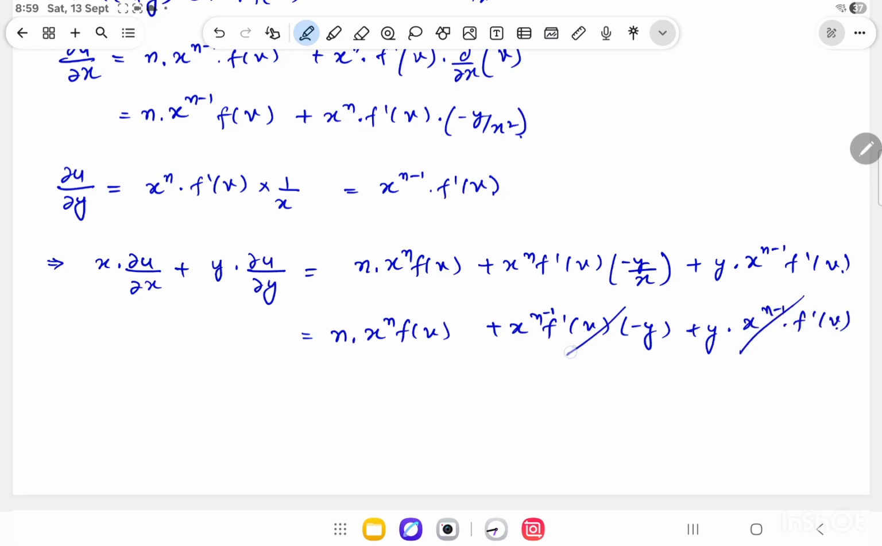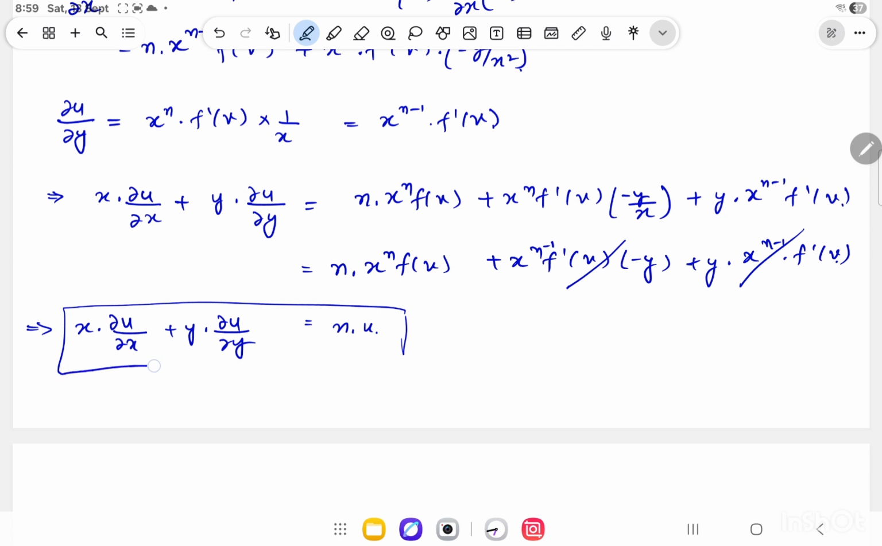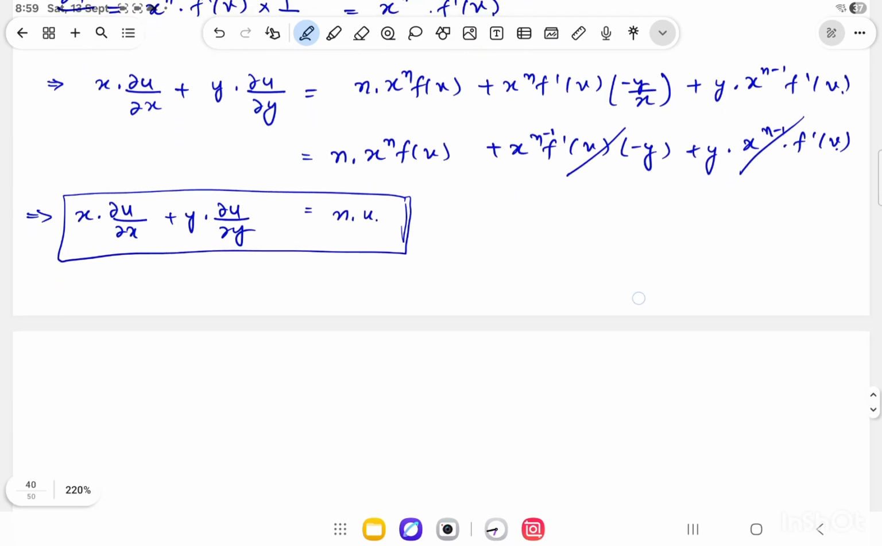So this one balances this. So from here we get x into del u by del x plus y into del u by del y is equal to n into x raised to n into f of v, that is basically my u function. So this proves Euler's first theorem. So let's move on to prove Euler's second theorem. In Euler's second theorem, we'll be using basically Euler's first theorem. So let's name this as 1.